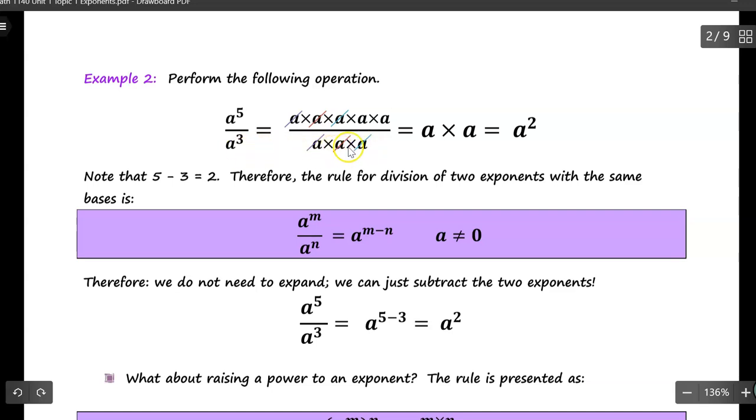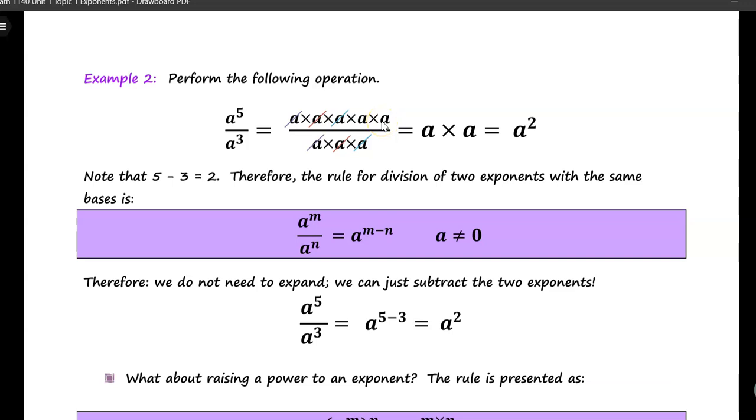So a repeats, multiplying itself 3 times. Now you can apply the concept of fraction. You can cancel one term that is the same. A cancels with this a, cancels with this a, cancels with this a. So what do I have left? I have a times a left.